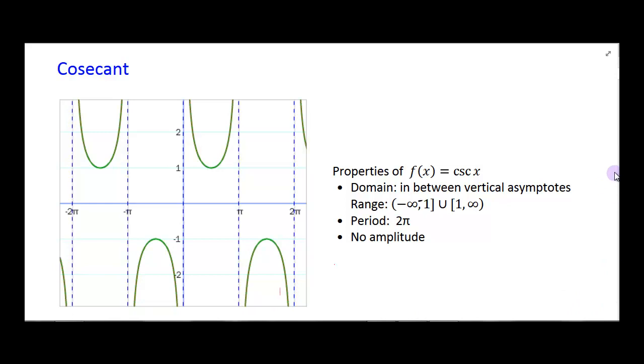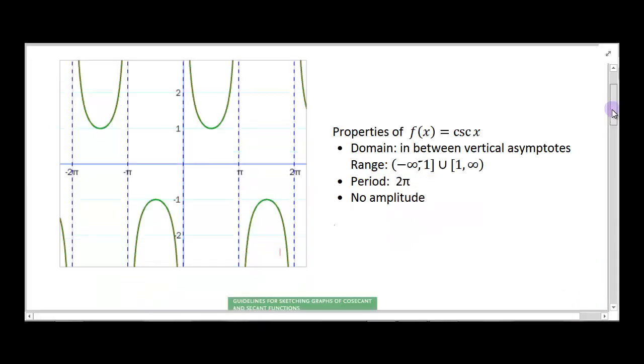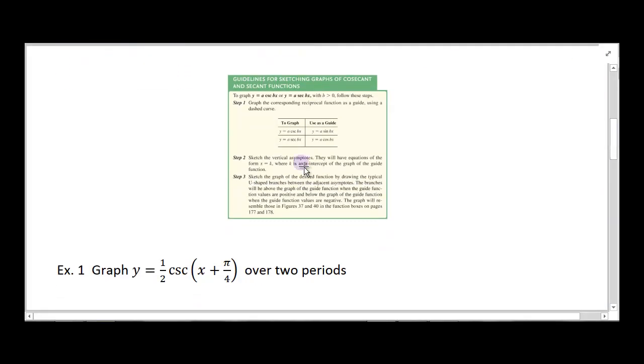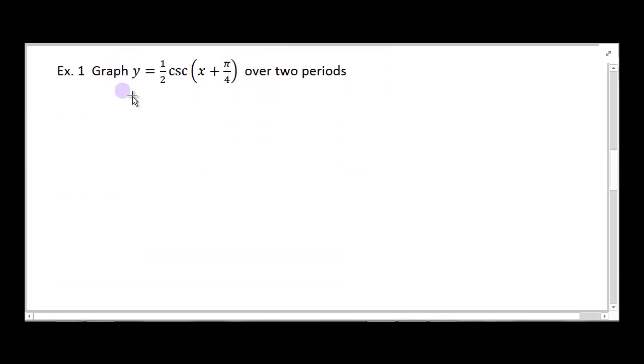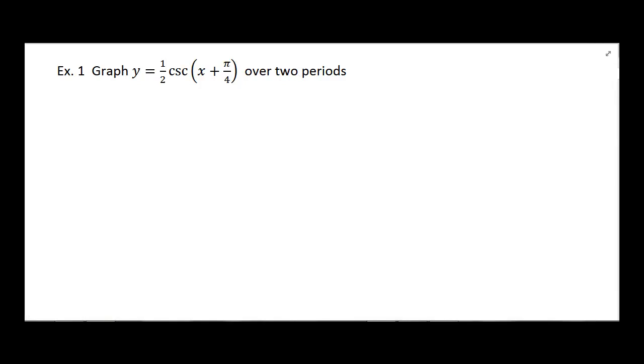So let's see how we're going to graph this function. This is just telling me that in order to graph cosecant, I'm going to be relating it to sine, using sine as a guide. Our first example says I want to graph this function over 2 periods. We're going to start by identifying what A is, and although I don't have an amplitude for cosecant, I still need to know what A is when I graph this on the y-axis.